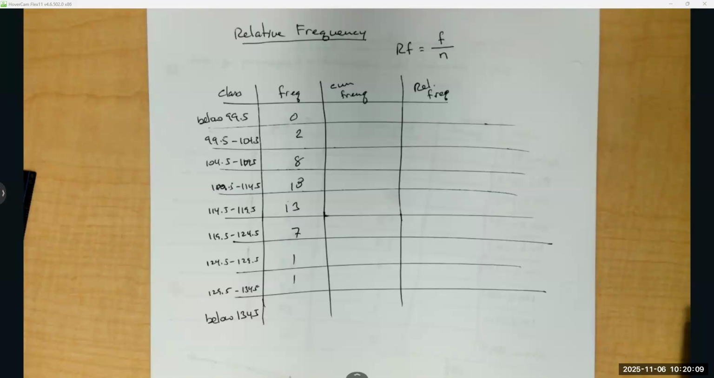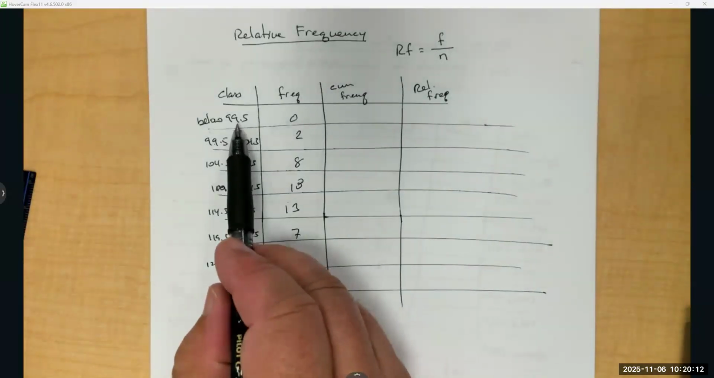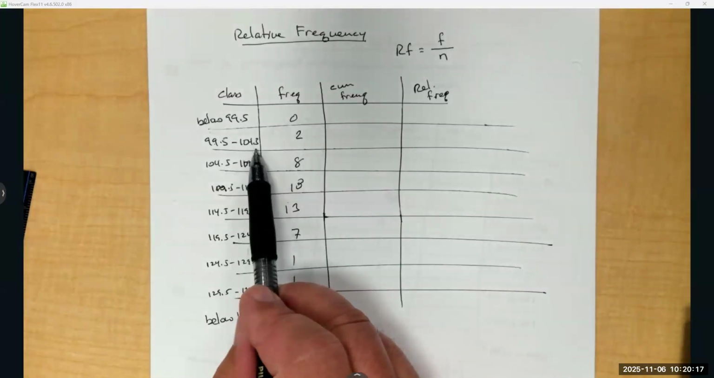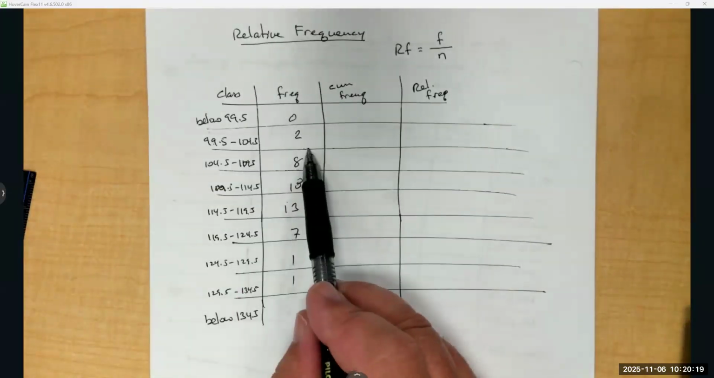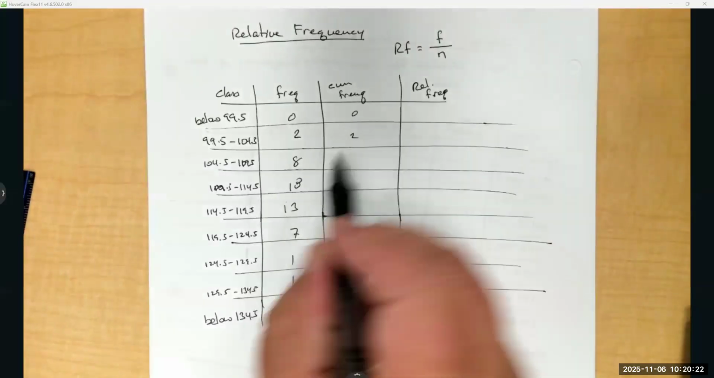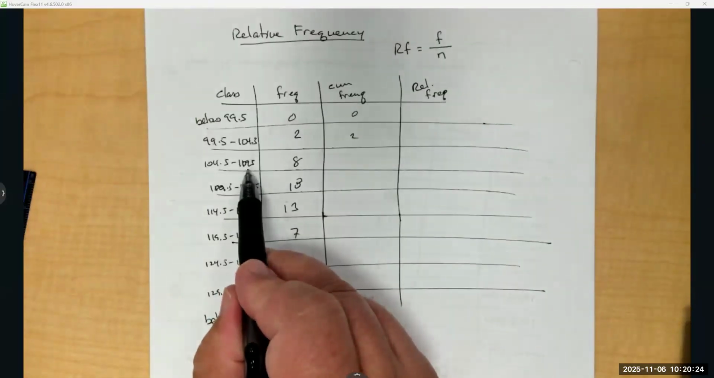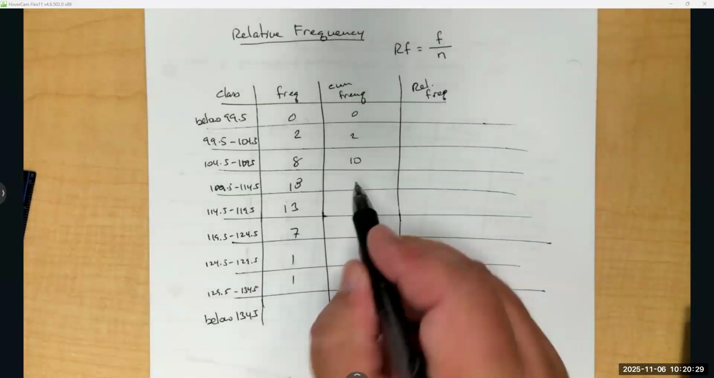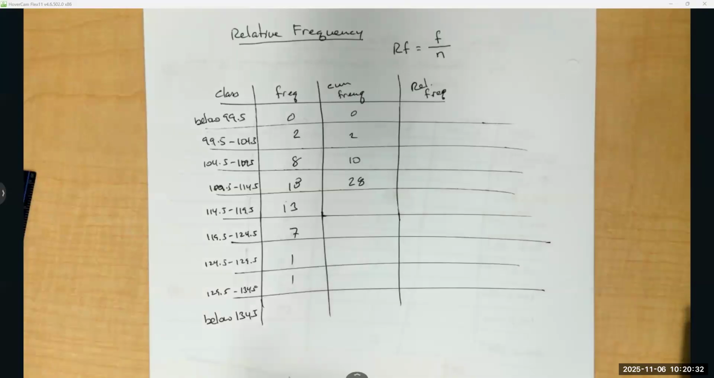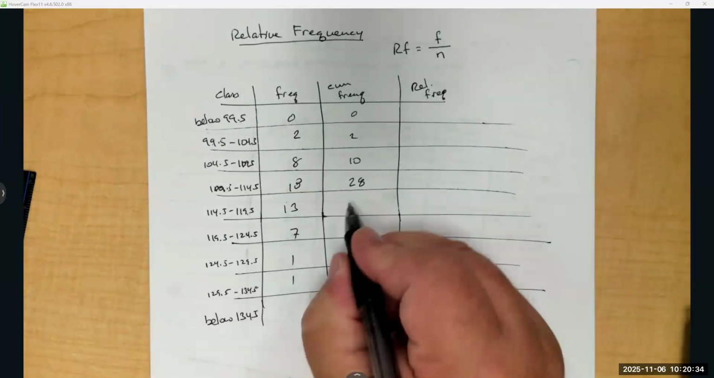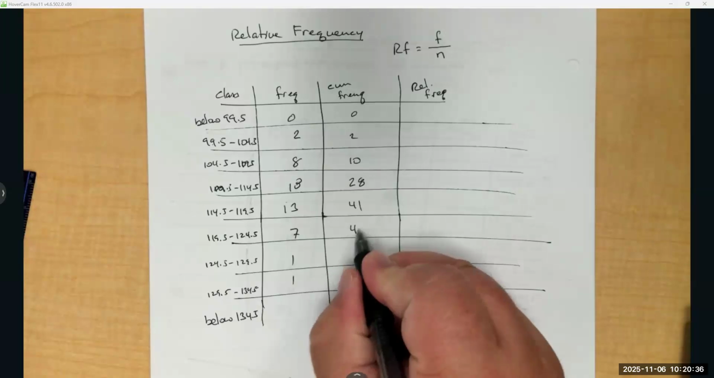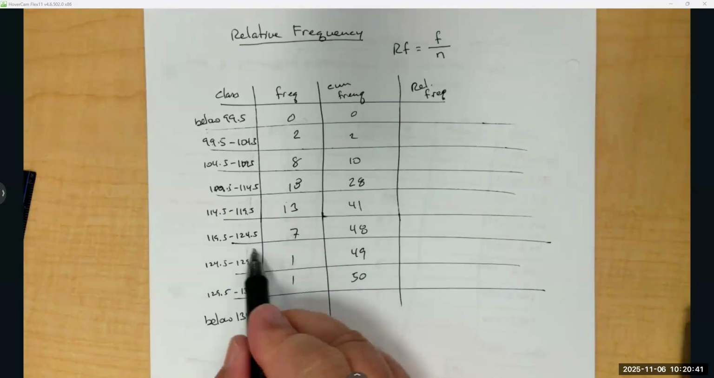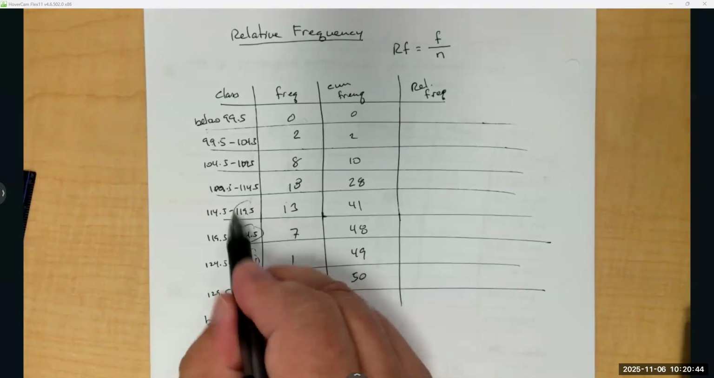Why? Because how many numbers are there below 99.5? There's 0. How many numbers are there below 104.5? There's only 2. How many numbers are there below 109.5? Those are those 8 and those 2. There's just 10 total. So this is how we would create our cumulative frequency. So we always compare it to the upper bounds.